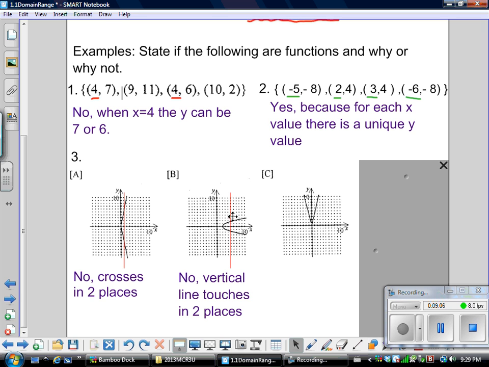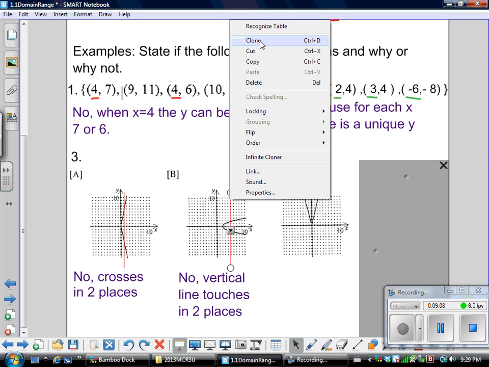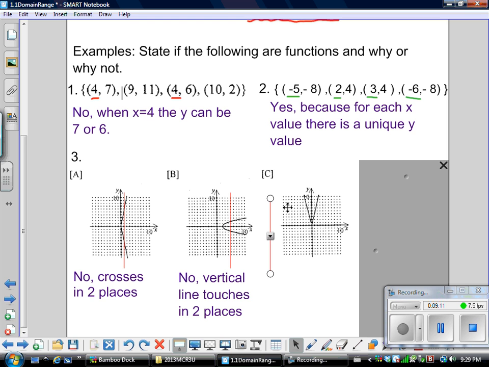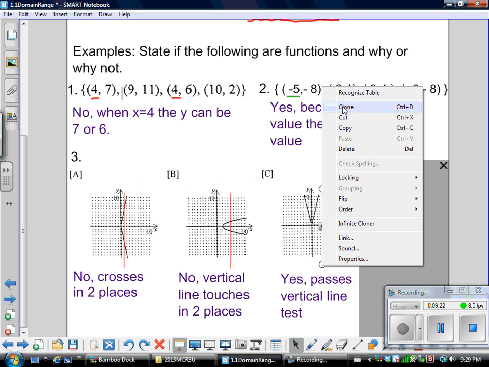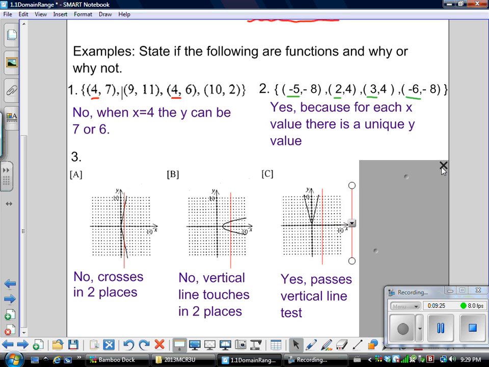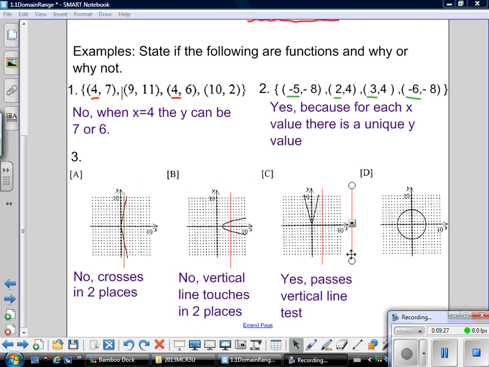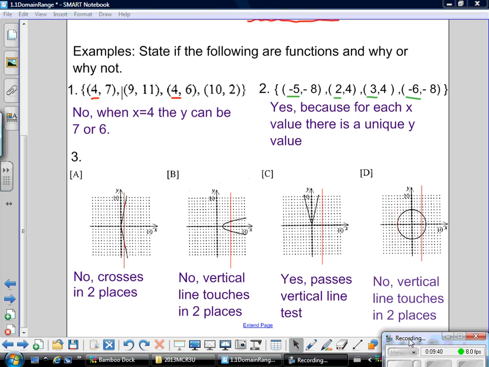Okay, let's go over to the next one. This is actually a special graph that we're going to learn this year. It's not a parabola. If you notice, it's like a V. And this time when I take it, you can see it only crosses at one place at any one time. So yes, it passes the vertical line test. And let's clone this vertical line and go over to the last example. Okay, well, you can see that this circle is going to cross in two places. The only time it wouldn't is if it was right on the very edge here, but it crosses in two places. So no, vertical line touches in two places.